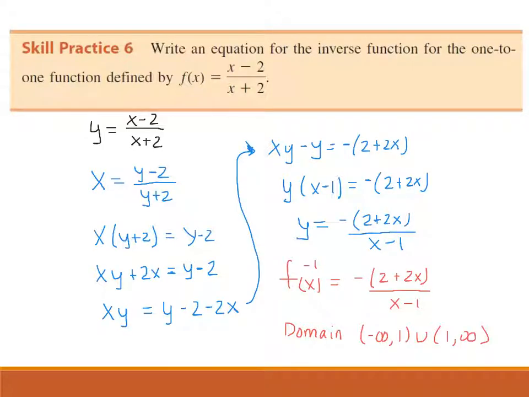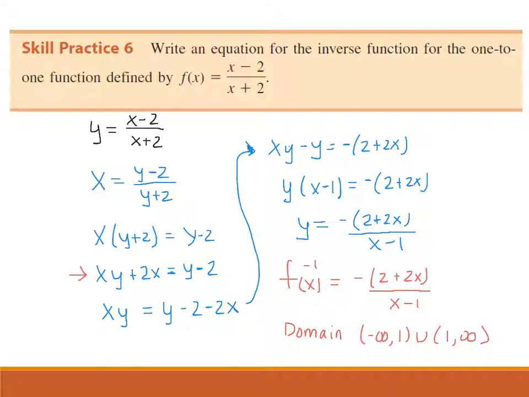So here's our solution. It looks a little complicated, but it's not. We start out with y equals x minus 2 over x plus 2. Then we interchange x and y, and we get x equals y minus 2 over y plus 2. Now we multiply through by y plus 2, and we get x(y plus 2) equals y minus 2. We distribute the x, that's our next step right here. So xy plus 2x equals y minus 2.